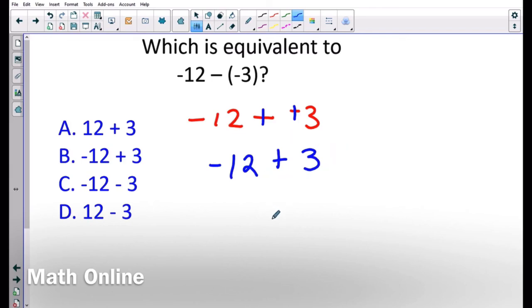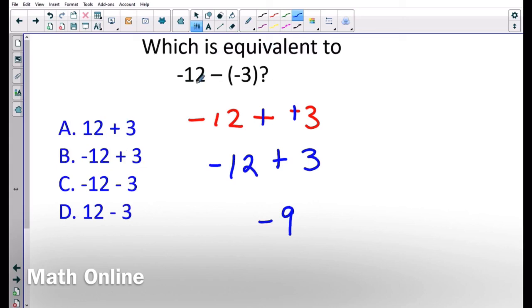Why -9? Because since the signs are different, negative and positive, you subtract the numbers, bigger minus a smaller one, which is 9, and you keep the sign of the bigger number. Which number is bigger, the 3 or the 12? 12. So therefore, you keep the negative sign. But like I said, that's not what the question is saying. The question is saying, which is equivalent? Which of these expressions is equivalent, the same to this one?